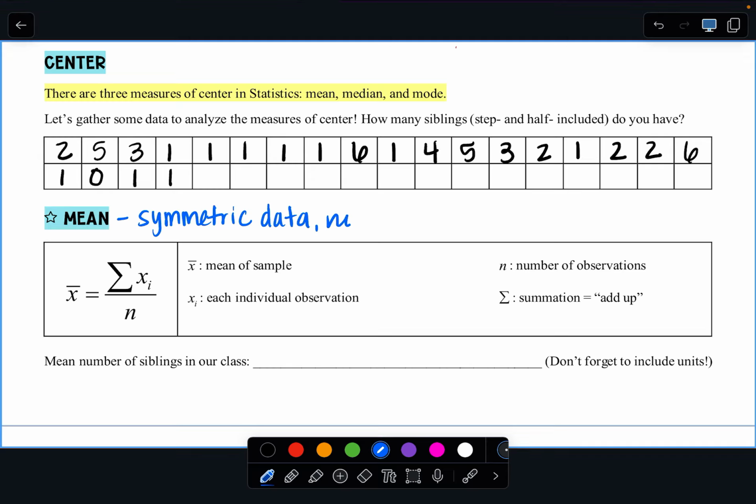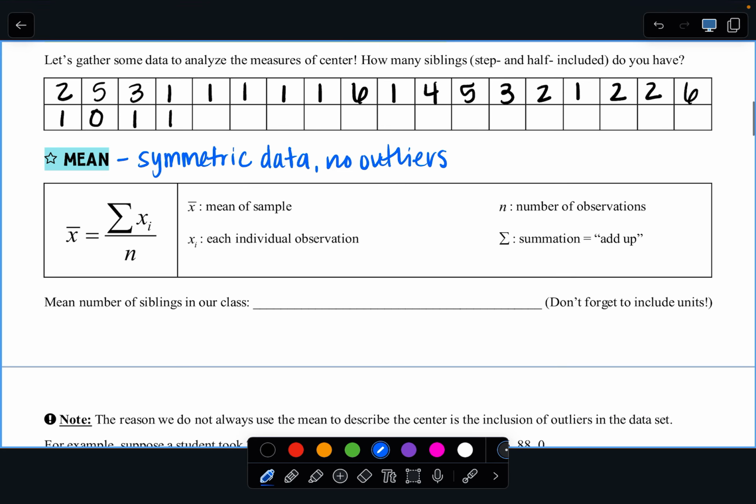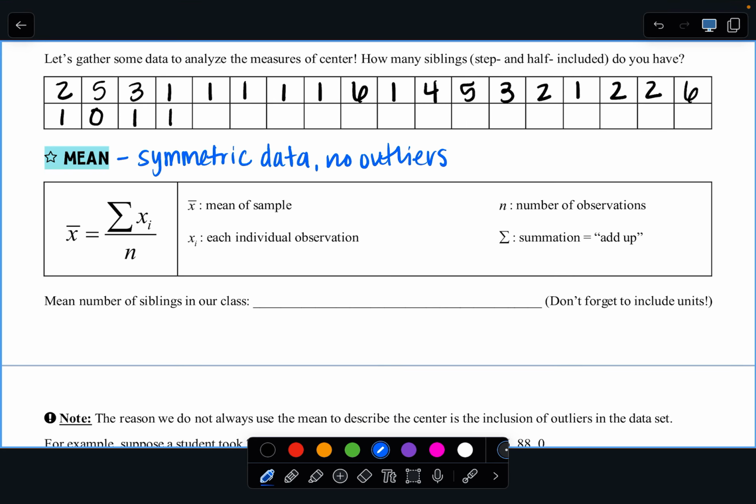And you can't have any outliers. Symmetric data, no outliers. So when we go in and we are trying to find a measure of center, the first thing I do is I look at the shape. If the distribution is symmetric, unimodal, because if it's symmetric, it's unimodal already, you are going to find the mean of the data.